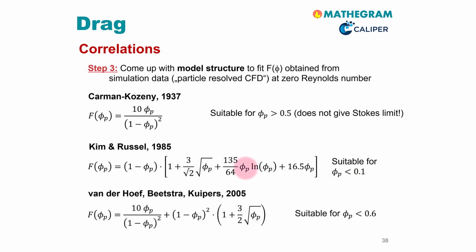The next step was to then fit detailed simulation data with this correction function f. The work of Van der Hoef, Beetstra and Kuipers in 2005 is a very significant work. This correlation is suitable for a very wide range of particle volume fractions.